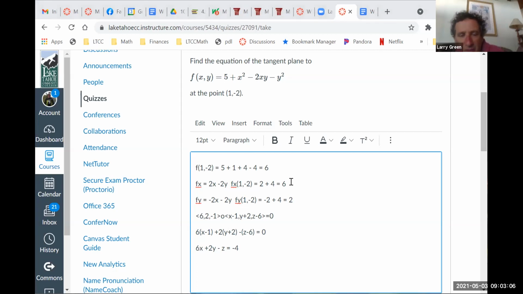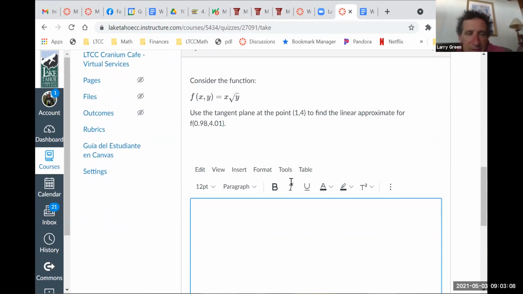Okay, let's go to question 2. And that is, consider f of xy equals x root y. Use the tangent plane at the point 1, 4 to find the linear approximation. Sorry, it should be approximation, not approximate, for f of 0.98, 4.01. All right, so what do I have to do?